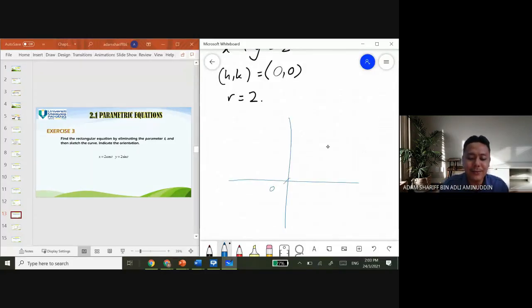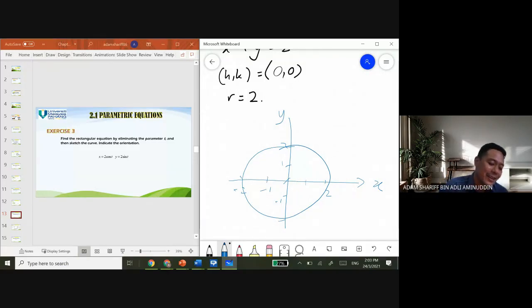Imagine 0, 0. This is x and this is y. You use your protector. Jangan lukis. Draw it nicely. Ui, ellipse. Dia terjadi ellipse. Saya nak lukis bulatan. I try one more. Tak jadi. Okay. Tak okay. Use your jangka lukis.